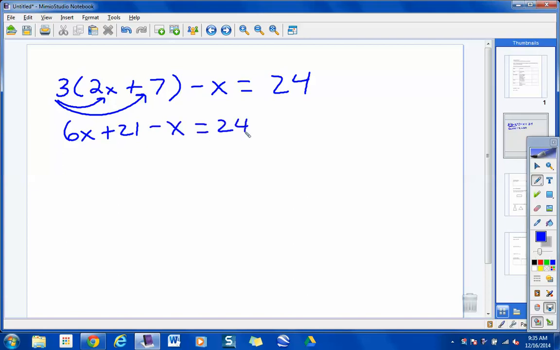If I look at the left side, is there anything I can combine? I could, couldn't I? What could I combine, Lauren? You're shaking your head, yes? 6x and a negative 1x, right? So what's a positive 6x and a negative 1x going to combine to? Or 6x minus 1x? So it's really 5x plus what? Equal to what value? Okay, so when I get this part right here, it's just a 2-step equation.